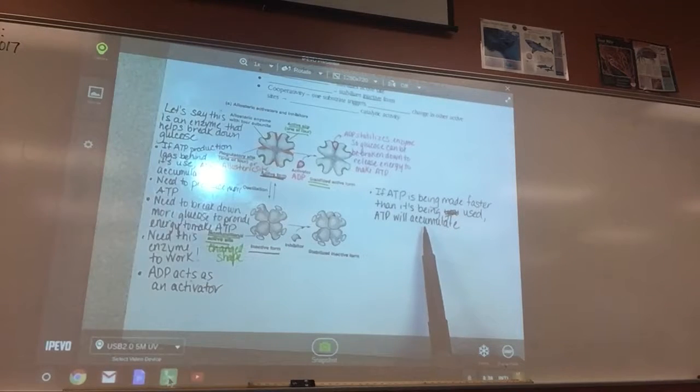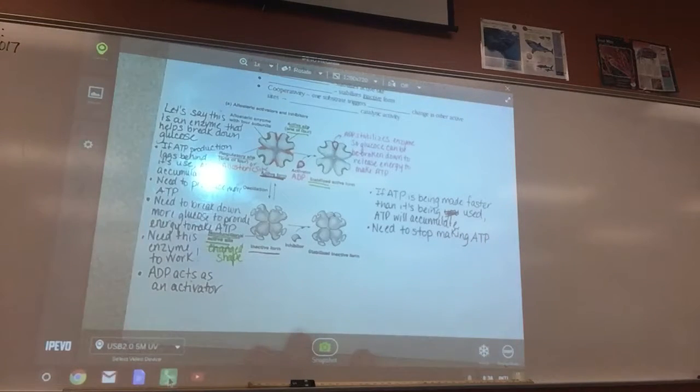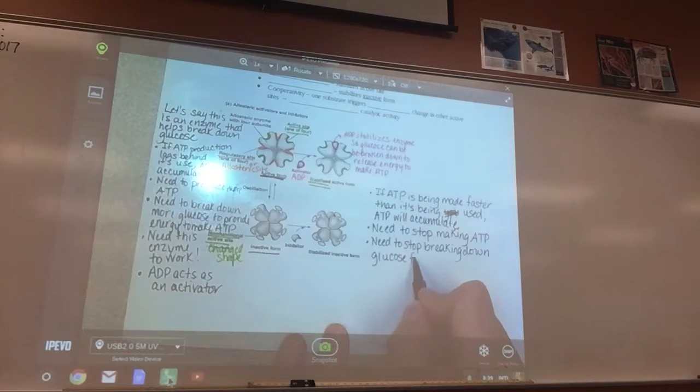The ATP is going to accumulate. So we're going to add another bullet here. What we need to do is stop making ATP because we already have enough. So how do we stop ATP? What provides the energy to make ATP? Breaking down glucose. So we need to stop breaking down glucose. That's cellular respiration. We need to stop breaking down glucose for energy to make ATP.